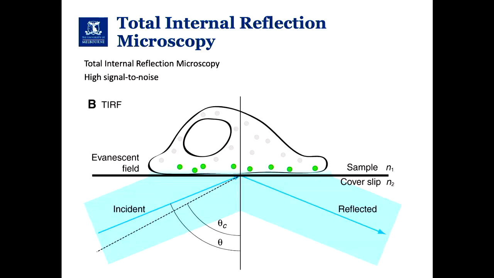This has a real nice benefit. It gives you a very high signal to noise in that single region just past the cover slip. But it does mean you can't image things like nuclei or anything on the top of the cell.